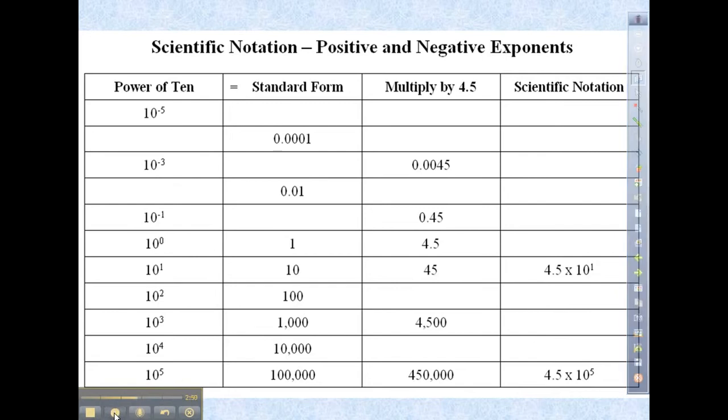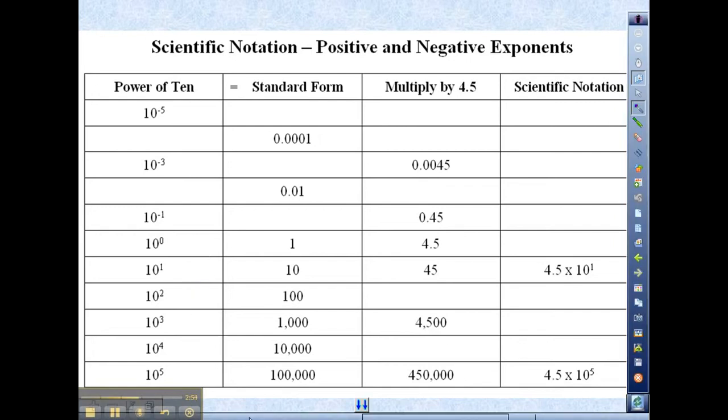Let's get started. Actually, let's just go ahead and fill this whole thing out based on the set of notes we did earlier. 10 to the 5th power means that we've got 5 zeros after the 1. 10 to the 4th power is 4 zeros. 10 to the 3rd power is 3 zeros. 10 to the 2nd power is 2 zeros. 10 to the 1st power is 10. Any number to the 0 power is 1. Okay, this is from the set of notes that we did earlier.